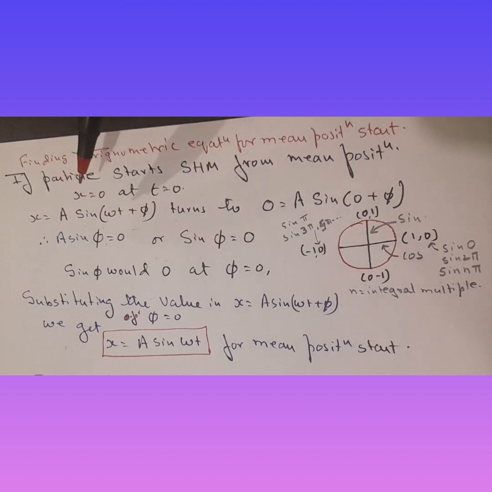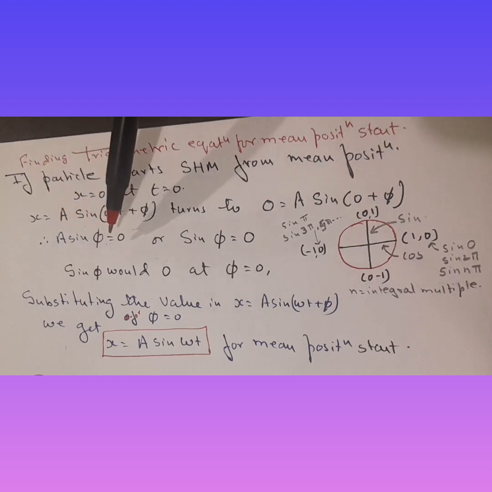When it starts from the mean position, obviously x is equal to 0. Since it starts, t is equal to 0. So at t equal to 0, x is equal to 0. x is equal to a sine(omega t plus phi), already derived. Now this turns out to be 0 is equal to a sine(0 plus phi). Why 0? Because x is 0, and here t is 0, so omega into 0 is 0. So 0 is equal to a sine phi, as this term goes away.